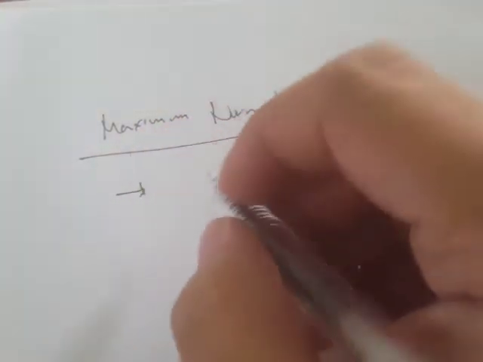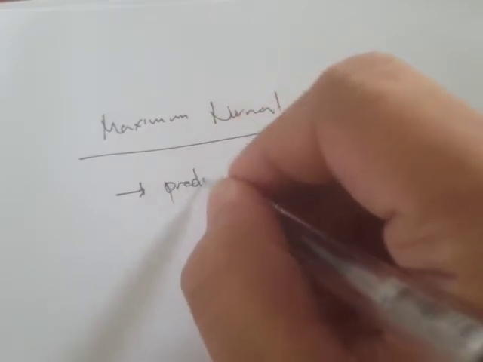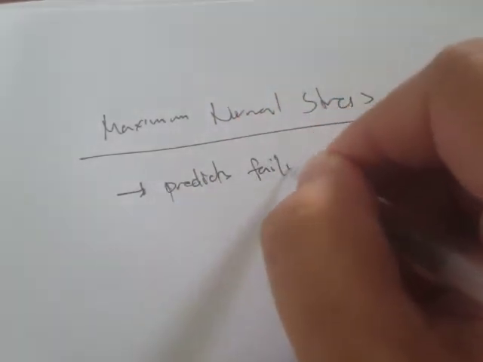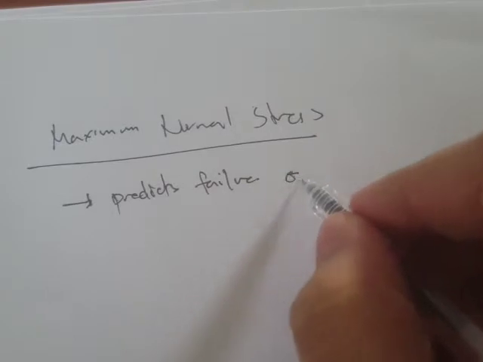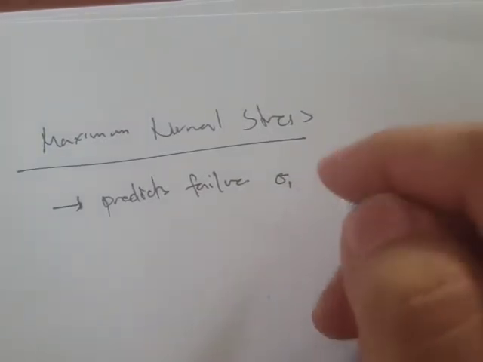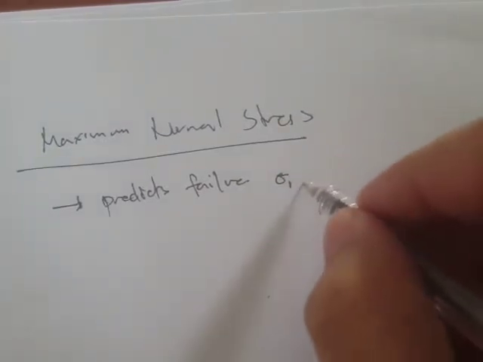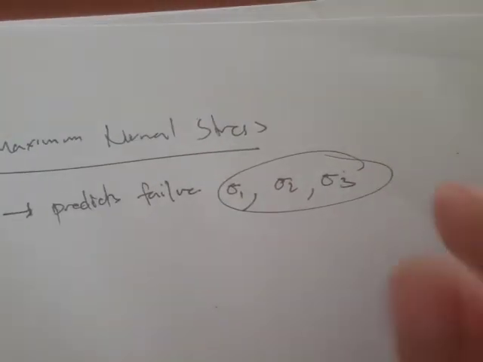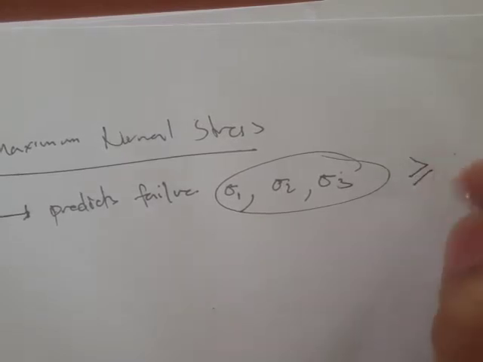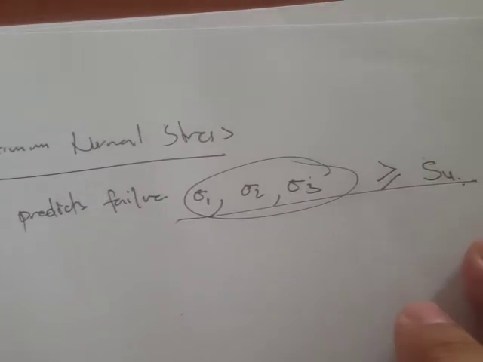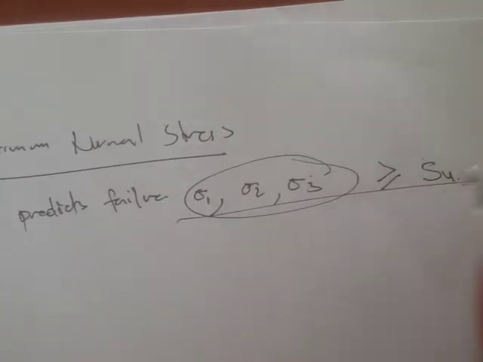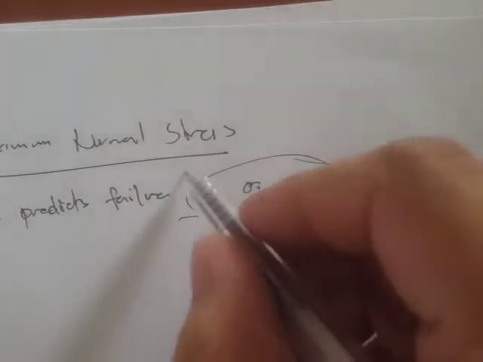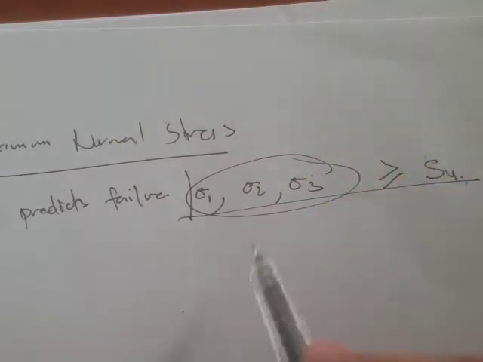This failure theory basically predicts failure when the principal stresses, recall the principal stresses from the Mohr circles, that's labeled as sigma 1, sigma 2, and sigma 3, exceed or equal the ultimate strength, so let's just write S sub U for the ultimate strength, then it's gonna fail. Okay, so that's how it predicts failure.